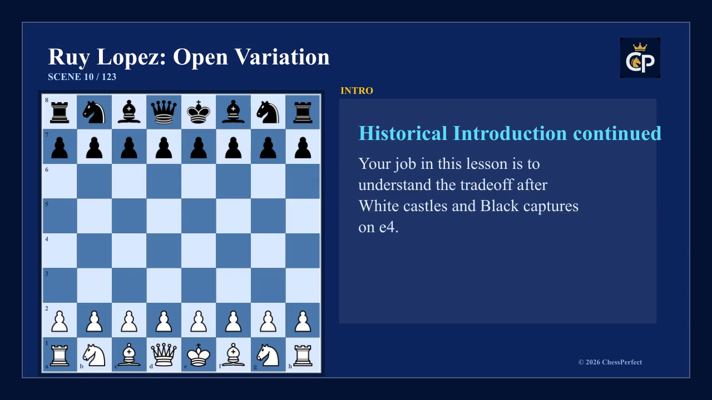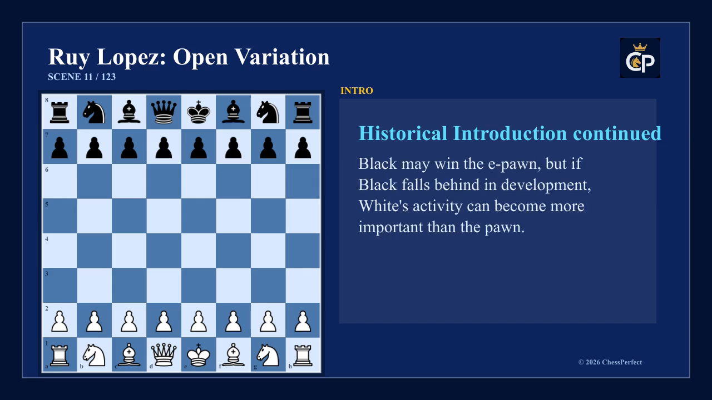Your job in this lesson is to understand the trade-off after White castles and Black captures on e4. Black may win the e-pawn, but if Black falls behind in development, White's activity can become more important than the pawn.